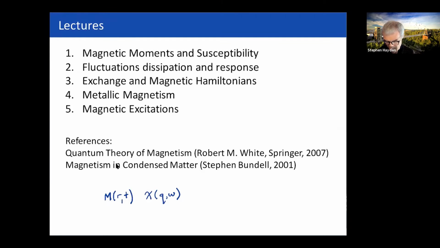And I've put the 2 references that I've used for the course here. There's Quantum Theory of Magnetism. That's a nice textbook, a more advanced textbook on magnetism by Robert White. And then Steve Blundell's undergraduate or master's textbook on magnetism has a lot of the things that I'll talk about in as well. So today's lecture is going to be about these 2 quantities here that I've written.